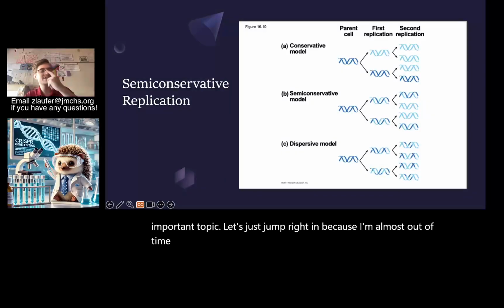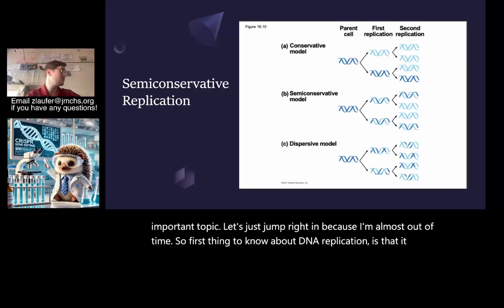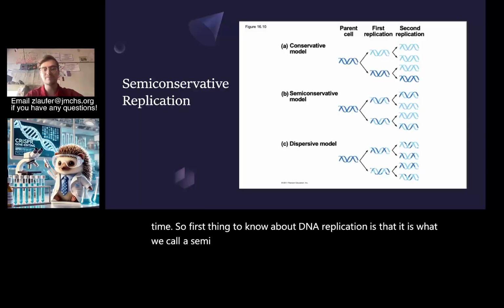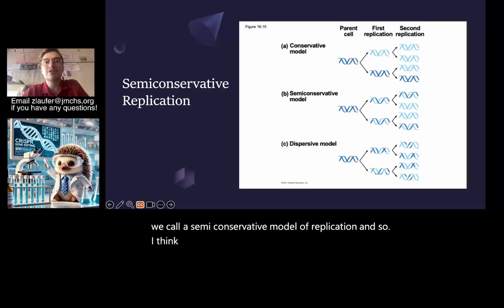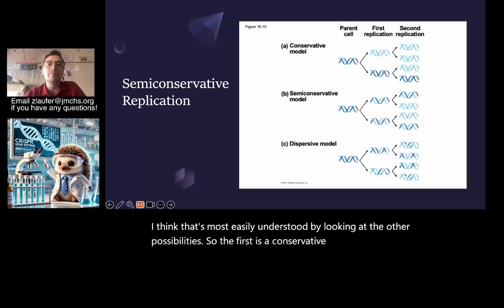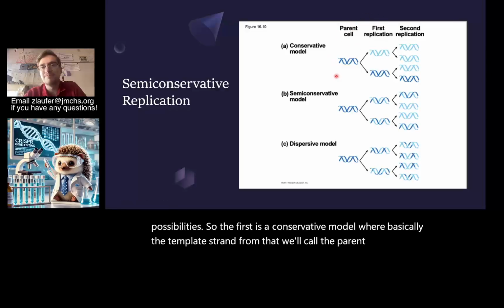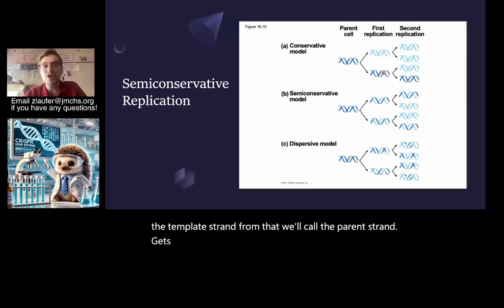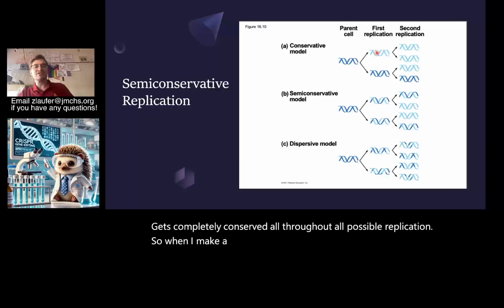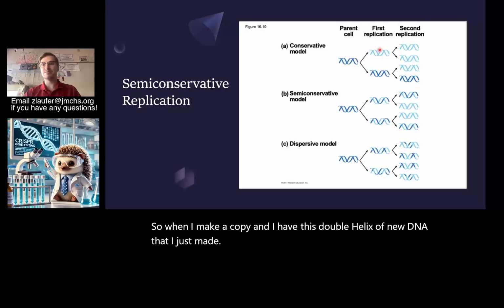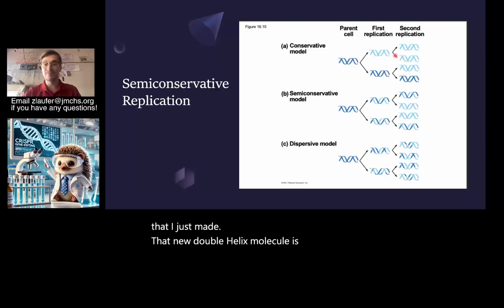So, first thing to know about DNA replication is that it is what we call a semi-conservative model of replication. And so, I think that's most easily understood by looking at the other possibilities. So the first is a conservative model, where basically the template strand that we'll call the parent strand gets completely conserved all throughout all possible replication. So when I make a copy and I have this double helix of new DNA that I just made, that new double helix molecule is entirely new.